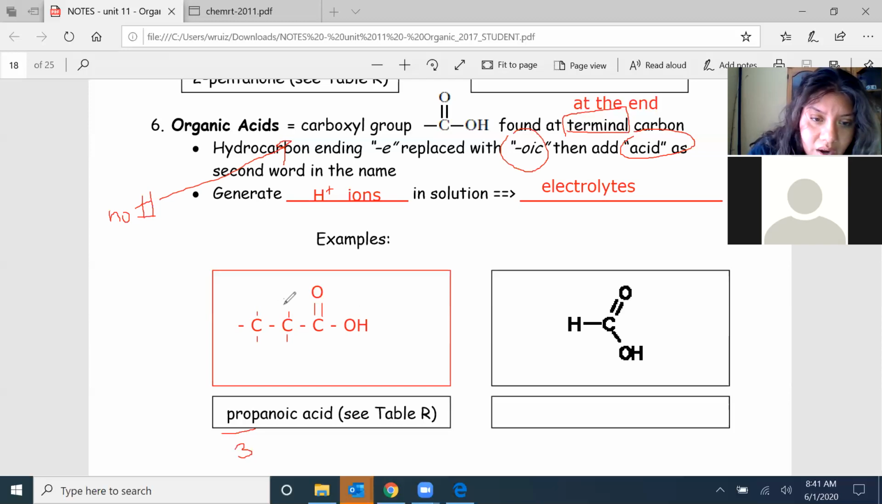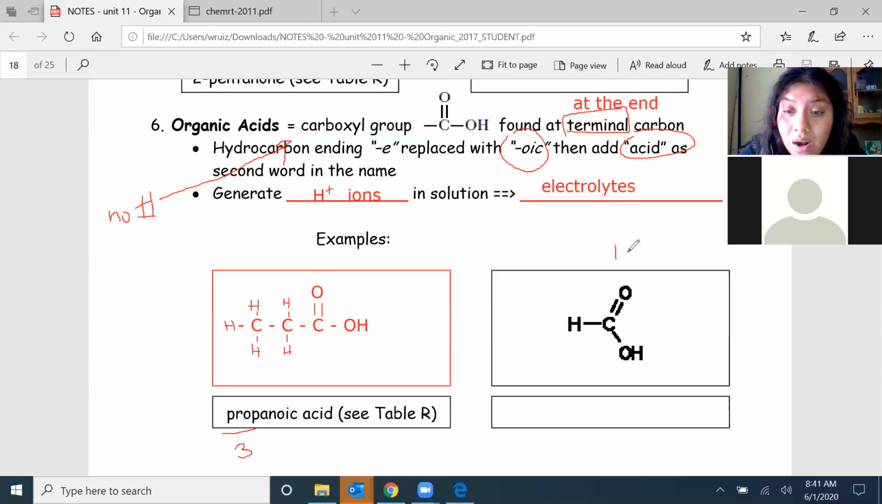That's all you need. Remember, it's always carbon you need to worry about having 4 bonds. Everything else, not so much. And this carbon right here, part of the carboxyl group, has the 4 bonds, 1, 2, 3, 4, and you're all set.